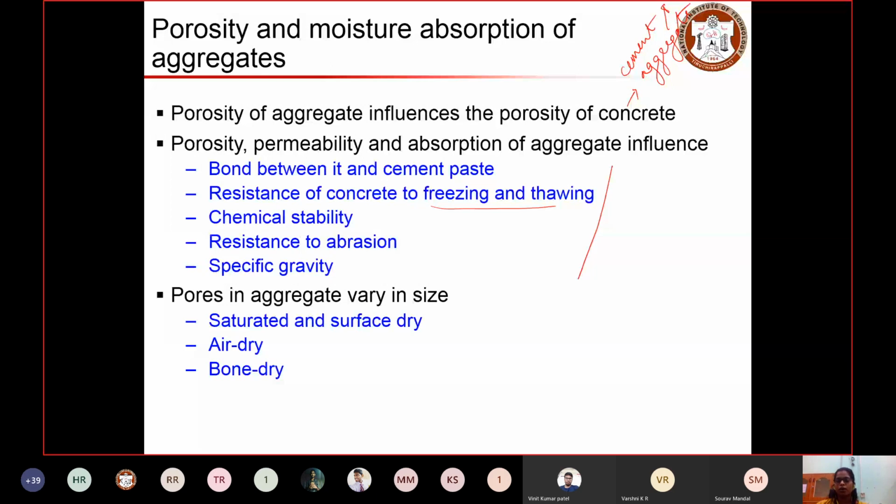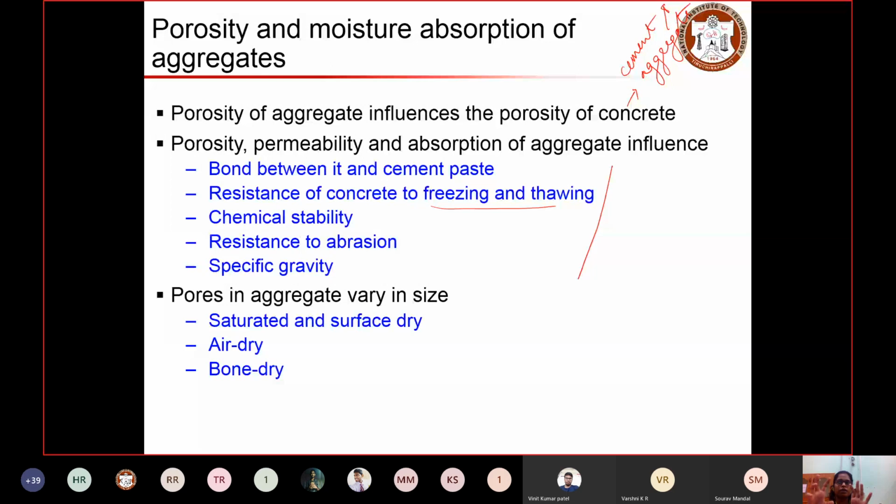When we use aggregates in concrete, we should know the condition of the aggregate. For that, it is important to know the moisture level present in the aggregate. So two things are there. One is porosity, to know the amount of pores present in it, and the other one is moisture absorption of aggregates, to know the level of moisture and the water content present in the aggregate. Why? Because these things influence the mix proportioning, which will determine the water cement ratio required for the concrete design. So if the aggregate has a certain amount of water in it, we need to make some corrections in the water cement ratio that we will be using.